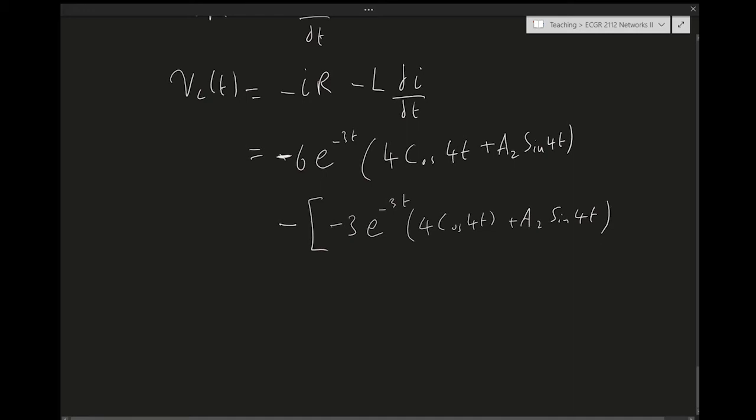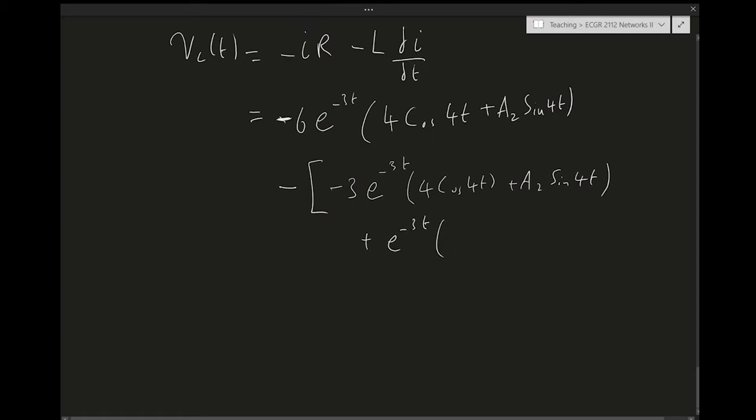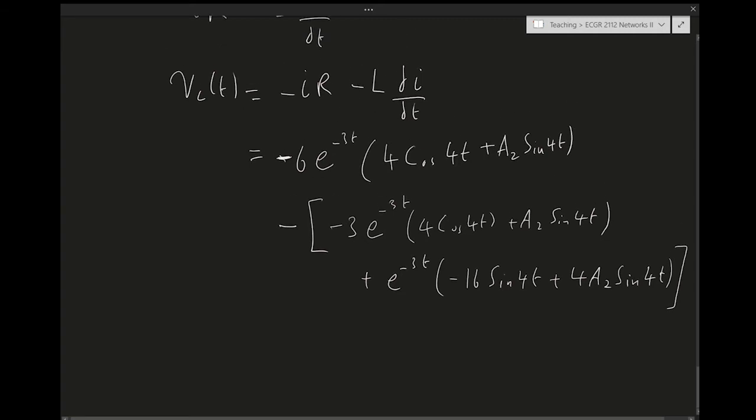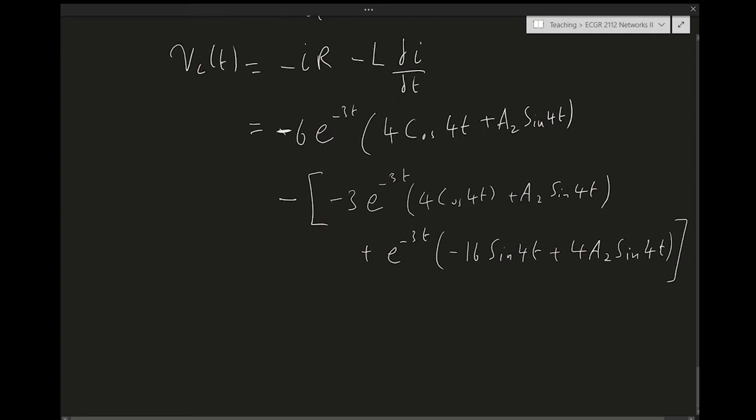I'm applying the product rule here, right? And then I take plus e to the minus 3t, and then I differentiate the second term in the product, which is going to be, cosine is going to turn into minus sine. It's going to be minus 4 sine 4t, and I differentiate the thing inside the sine. The cosine is going to be 4, so it's going to be minus 16 sine 4t. And then the other term is going to be plus 4A2 cosine 4t. So it's a bit of an involved formula, but we can evaluate it.